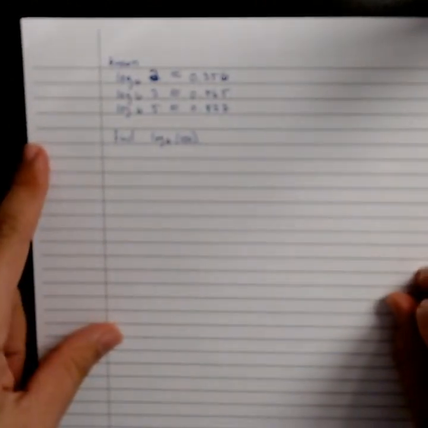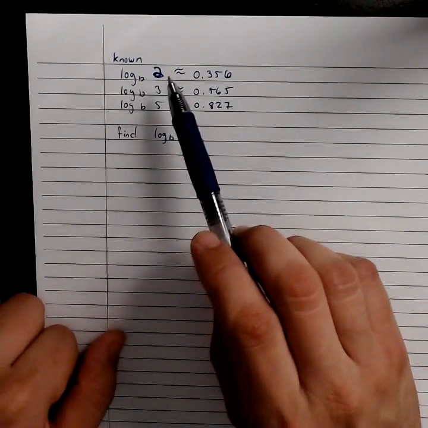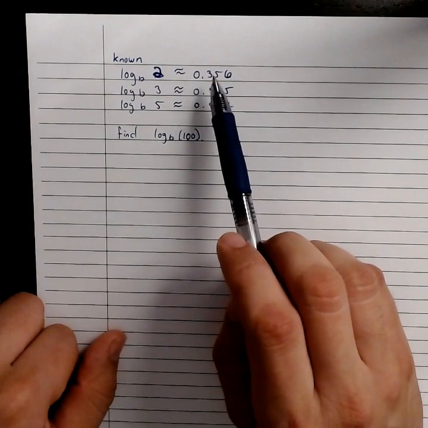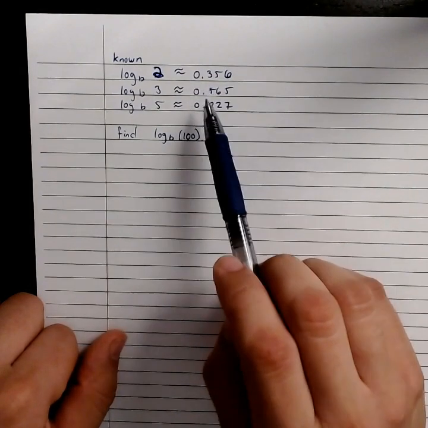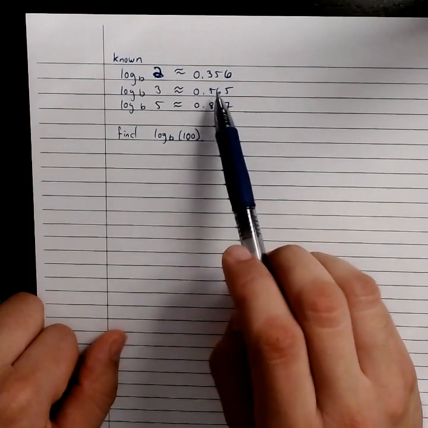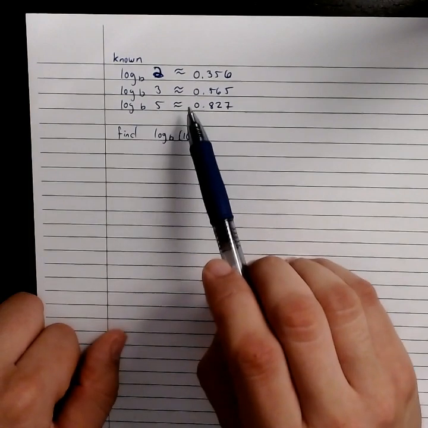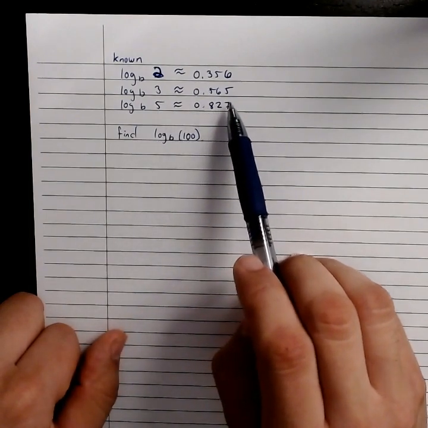All right, so let's say we have some known values. Let's say I know that the log base b of the number 2 is 0.356. Let's say I know that the log base b of 3 is 0.565. And let's say I know that the log base b of 5 is 0.827.